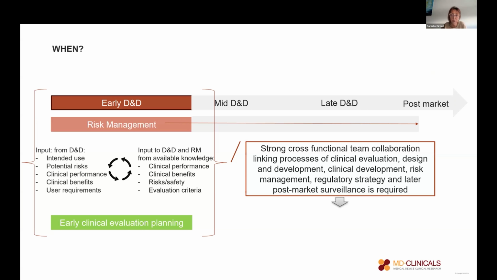Obviously, you're going to have many versions, because by the time you get to the final version there will be many iterations, since design and development has iterations. Risk management needs input from the clinical team on what types of risks are already documented with other medical and non-medical alternatives. So in our standard, we emphasize strong cross-functional team collaboration, linking the process of clinical evaluation with design and development, clinical development, risk management, regulatory strategy, and later post-market surveillance.